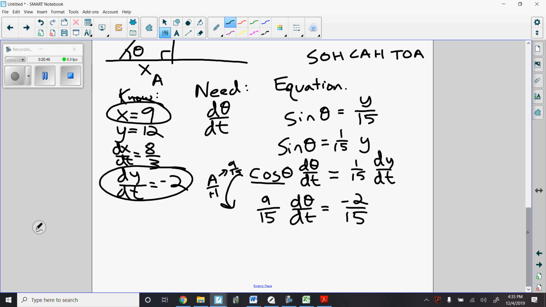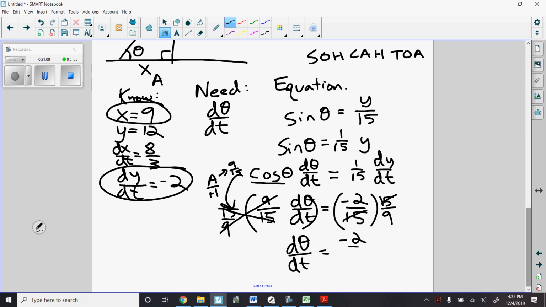And now to solve this problem, all I have to do is get d theta dt alone. I'm going to do that by multiplying by the reciprocal, 15/9. So it cancels both of those. And I have to do that over here, 15/9. Those two 15s are going to cancel, and I'm going to get d theta dt equals -2/9. Our unit here, we always measure angles in terms of radians. So this would be radians per second.